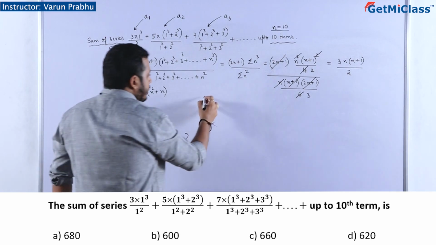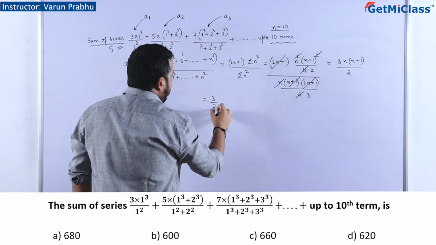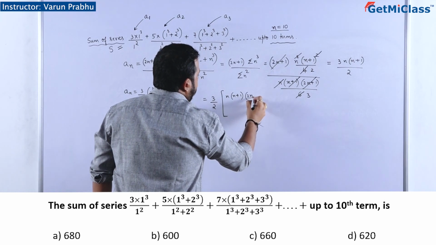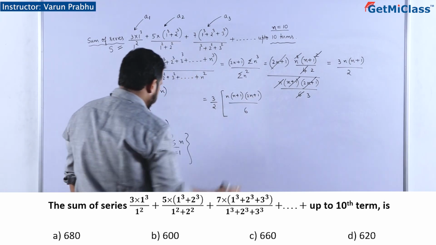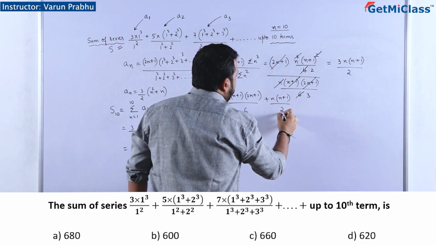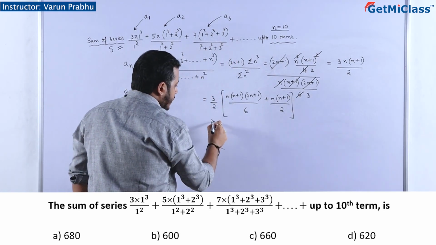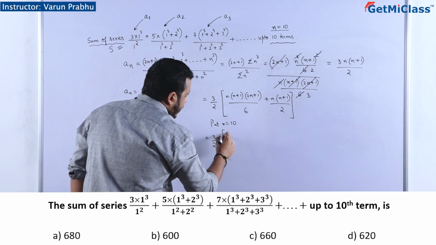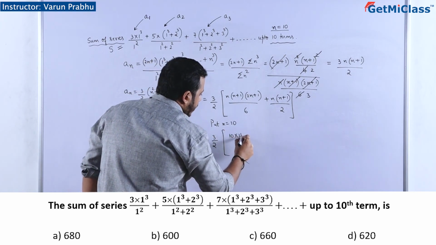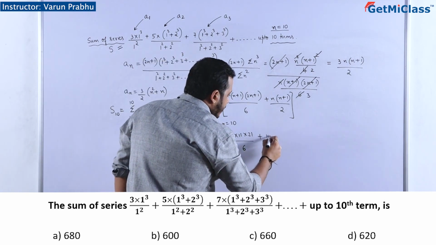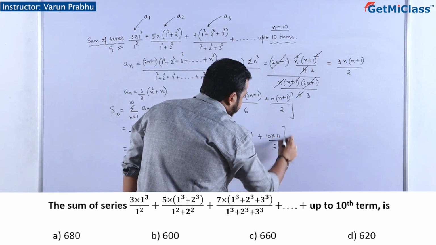So we can write this is equal to 3 divided by 2 into n into n plus 1 into 2n plus 1 divided by 6 plus n into n plus 1 divided by 2. Is it okay? So put n is equal to 10 now. So your answer to the question will be 3 by 2 into 10 into 11 into 21 divided by 6 plus 10 into 11 divided by 2.